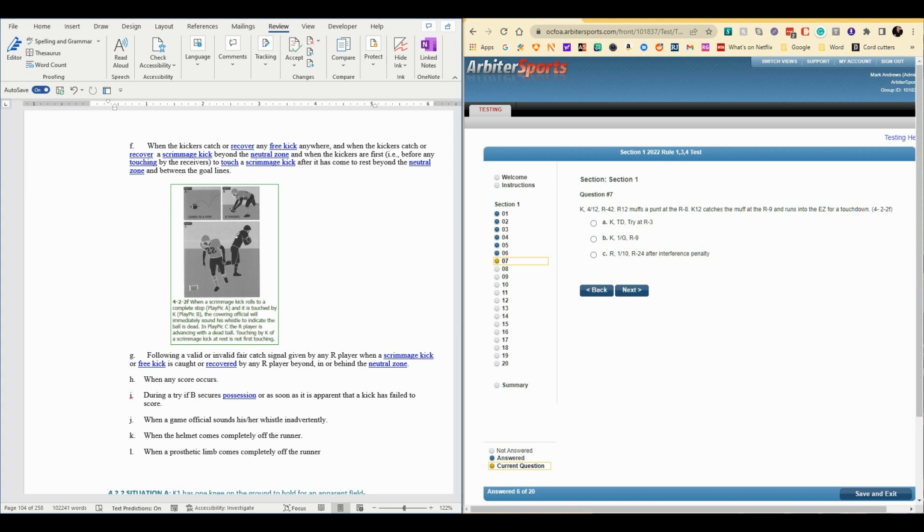K12 catches the muff. I'm not sure if they mean catches it in the air, but okay. Either way, it doesn't matter. At the R9 and runs into the end zone for a touchdown. And the rule reference is 4-2-2-F.